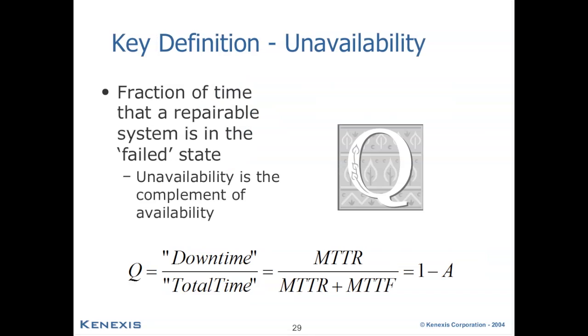Conversely, you have unavailability for an instrument, which is the fraction of time that a repairable system is in the failed state. The unavailability, as before with reliability, is the complement of availability. In this equation, we're concerned primarily with the mean time to repair and how that compares versus the total time of the device. So we can look at Q as being a measure of 1 minus the availability, 1 minus A.